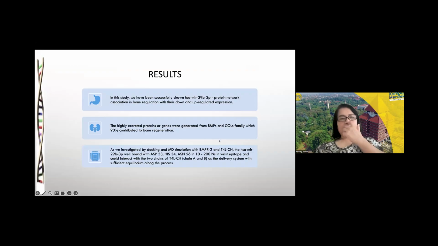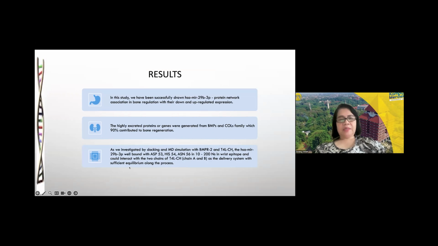So in the result of this study, we have successfully shown that our microRNA protein network is associated with bone regulation, with down and up regulation expression, and the highly secreted proteins were generated from BMP2 and the collagen family, which is 90% distributed to bone regeneration.